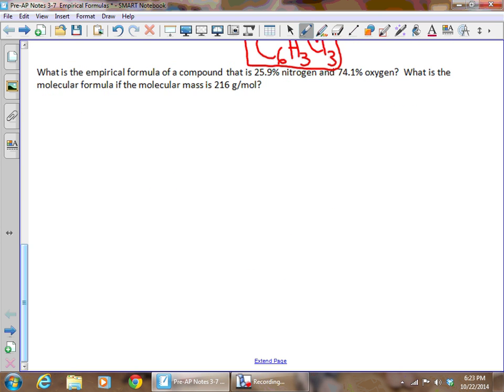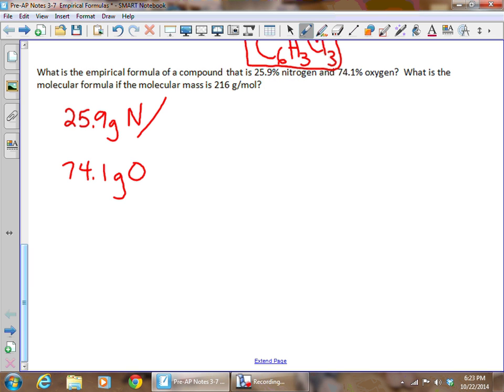So let's put all of this together and add a little bit of a twist. What's the empirical formula of a compound that is 25.9% nitrogen and 74.1% oxygen? And what's the molecular formula if the molecular mass is 216 grams per mole? So let's start out with our assumed 100-gram sample, so 25.9 grams of nitrogen and 74.1 grams of oxygen.